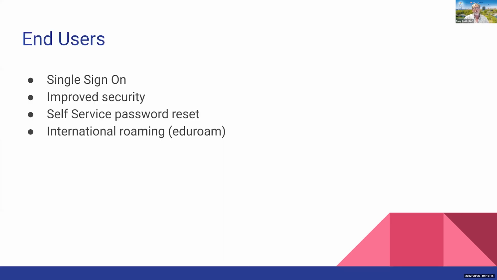So for end users, they get single sign-on out of federation, they get improved security. There'll generally be some sort of self-service password reset, so it's easier for them to manage their identity and their credentials. And they also get international roaming through Edge Roam, if the university has configured up Edge Roam and is connected to the NREN's Edge Roam service. So that's one user community, just the end users, one group of folk.